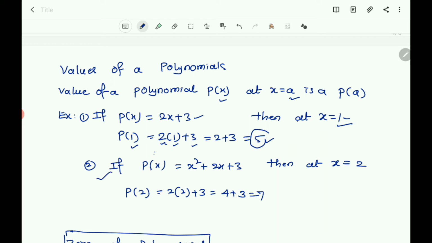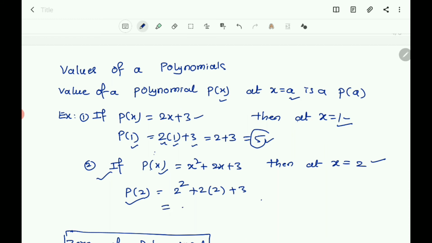Similarly, take one more example. p of x equals x square plus 2x plus 3. What is the value of p of x at x equals 2? Then here you put the value of x, that is 2. That is nothing but p of 2. p of 2 becomes x square, means 2 square, plus 2 into 2 plus 3. Then 2 square is 4.